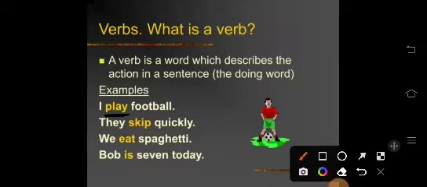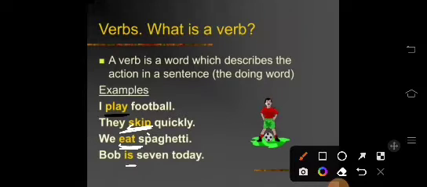We can say all the doing actions, or whatever actions or tasks take place in a sentence, are known as a verb. They skip quickly. Here the action is skipping. We eat spaghetti. What do we do to spaghetti? We eat spaghetti. So eat is again the verb of the sentence.